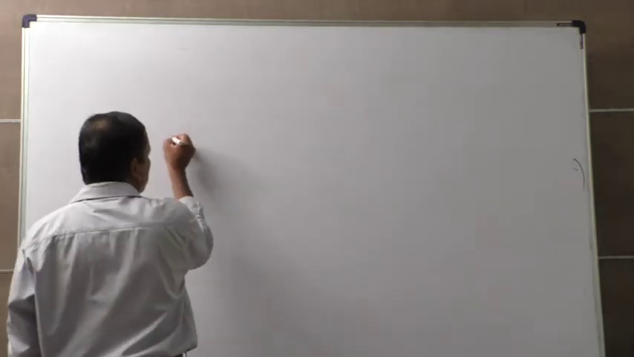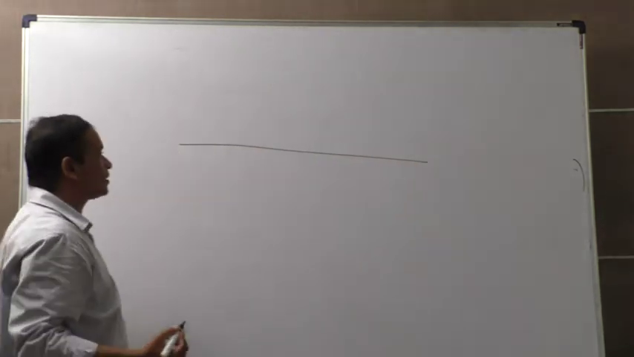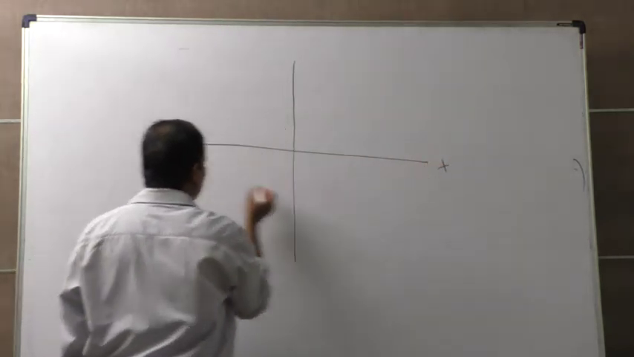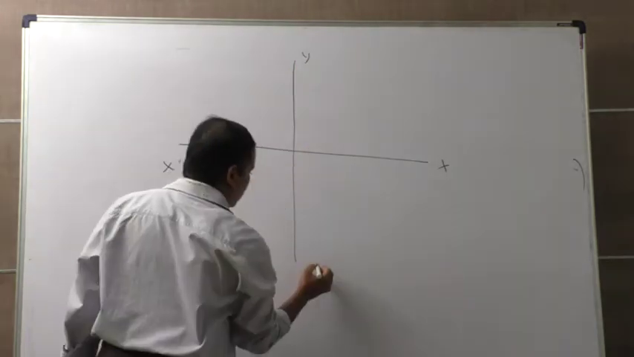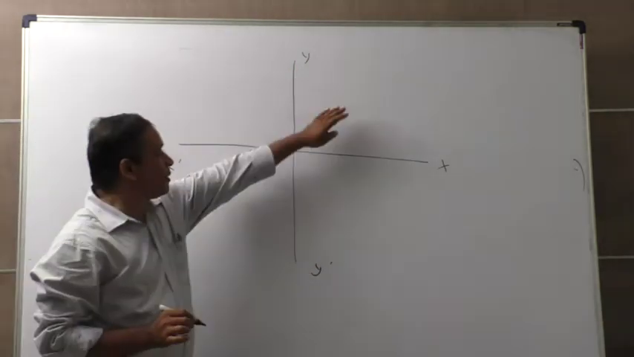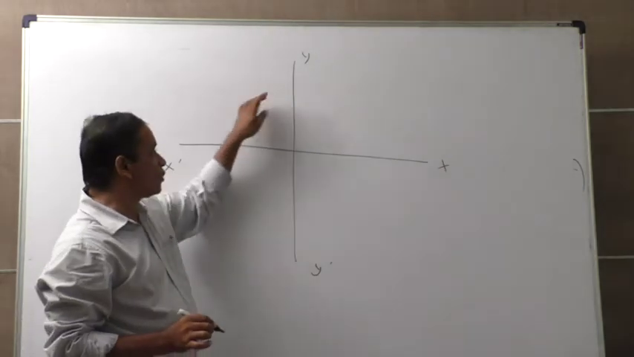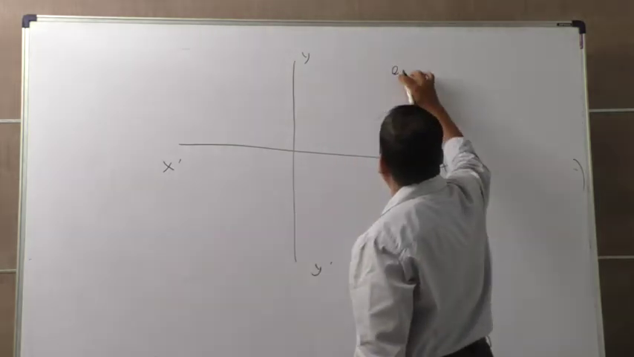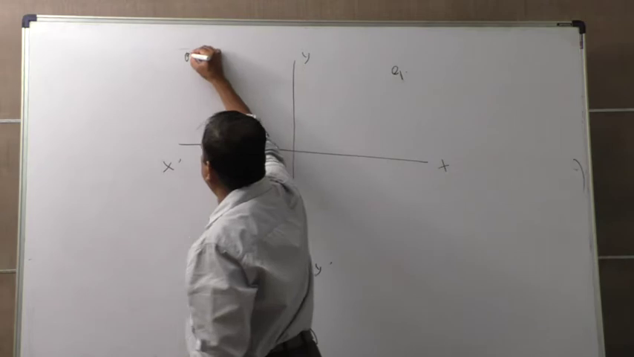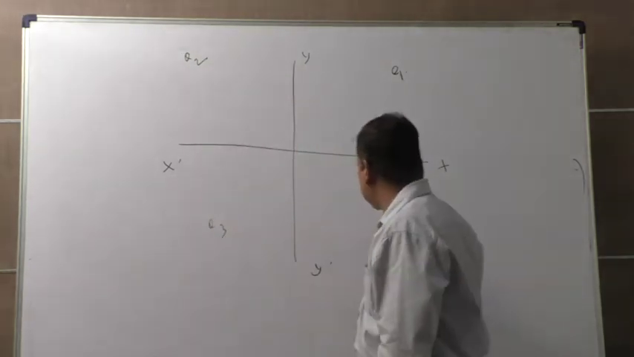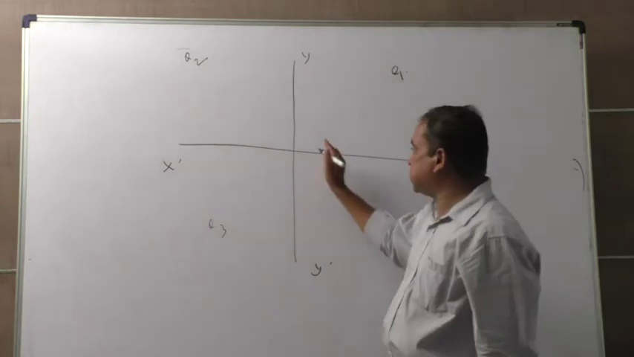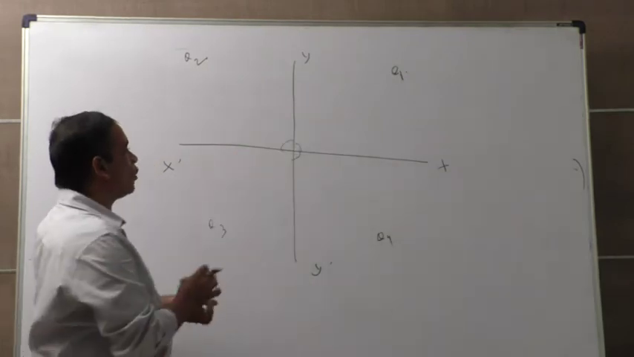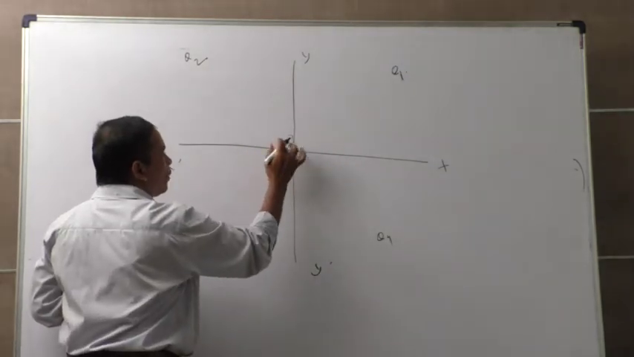Suppose consider this is the axis, this one. This is x, x dash, y, y dash. It is divided into 4 parts. That is called the quadrant. This is quadrant 1, Q1. This is quadrant 2, quadrant 3, quadrant 4. All are rectangular coordinate system, because all are perpendicular to each other. That means all are 90 degree.